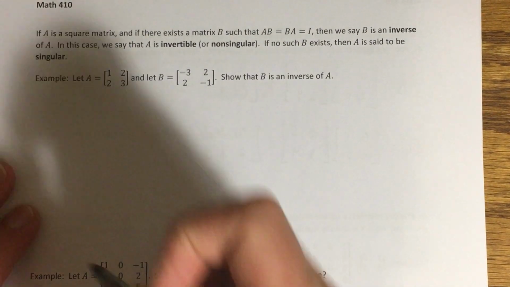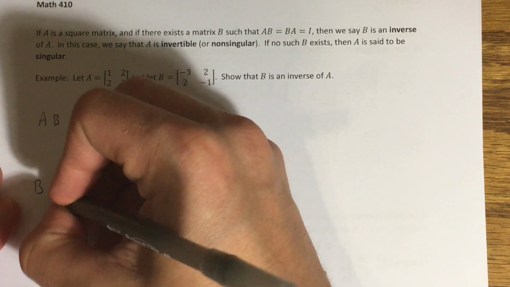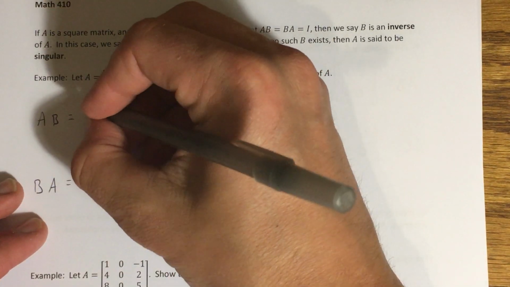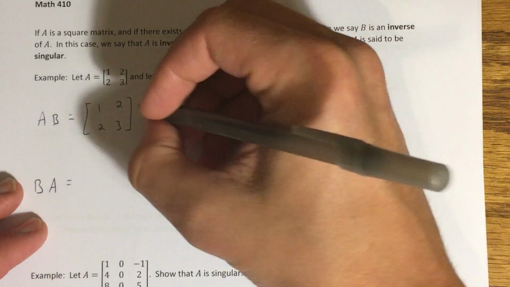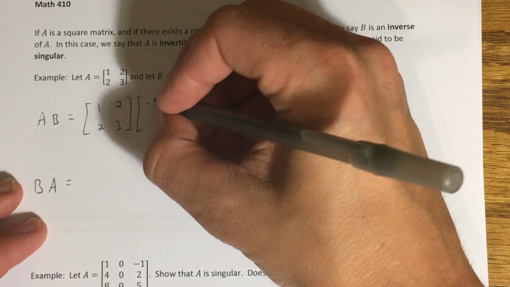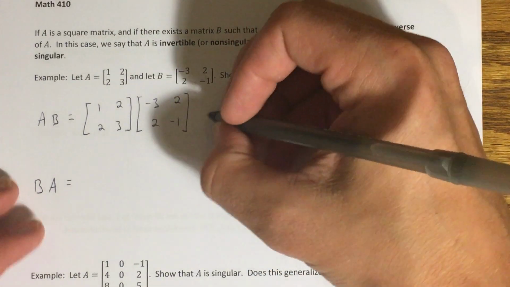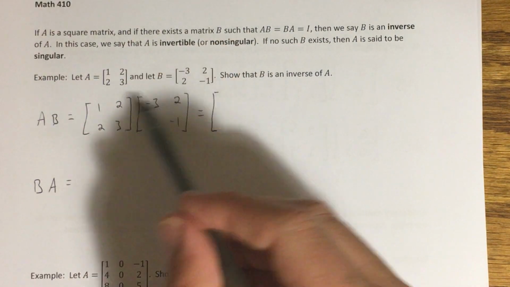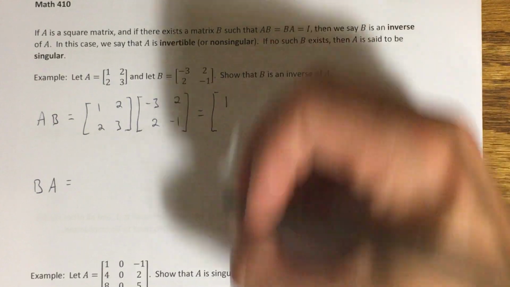Okay, so all this really requires us to do is to form the two products AB and BA and check that each product gives us an identity matrix. So what is AB? That's [1, 2; 2, 3] times [-3, 2; 2, -1]. Okay, so forming this product, we should end up with a 2 by 2 matrix. I'm going to have -3 times 1 plus 2 times 2. That's -3 plus 4. That's 1.